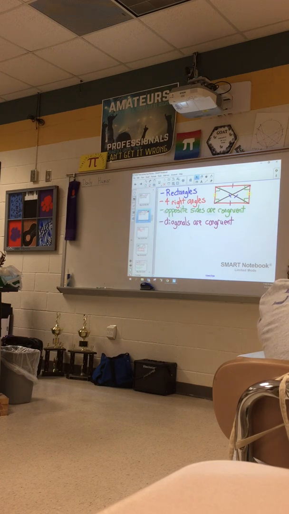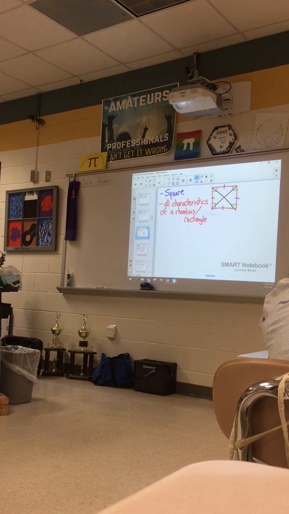For a rectangle, of course, we got 4 right angles. Opposite sides are congruent, and the diagonals are congruent, but they do not bisect the angles. And then squares, everything.